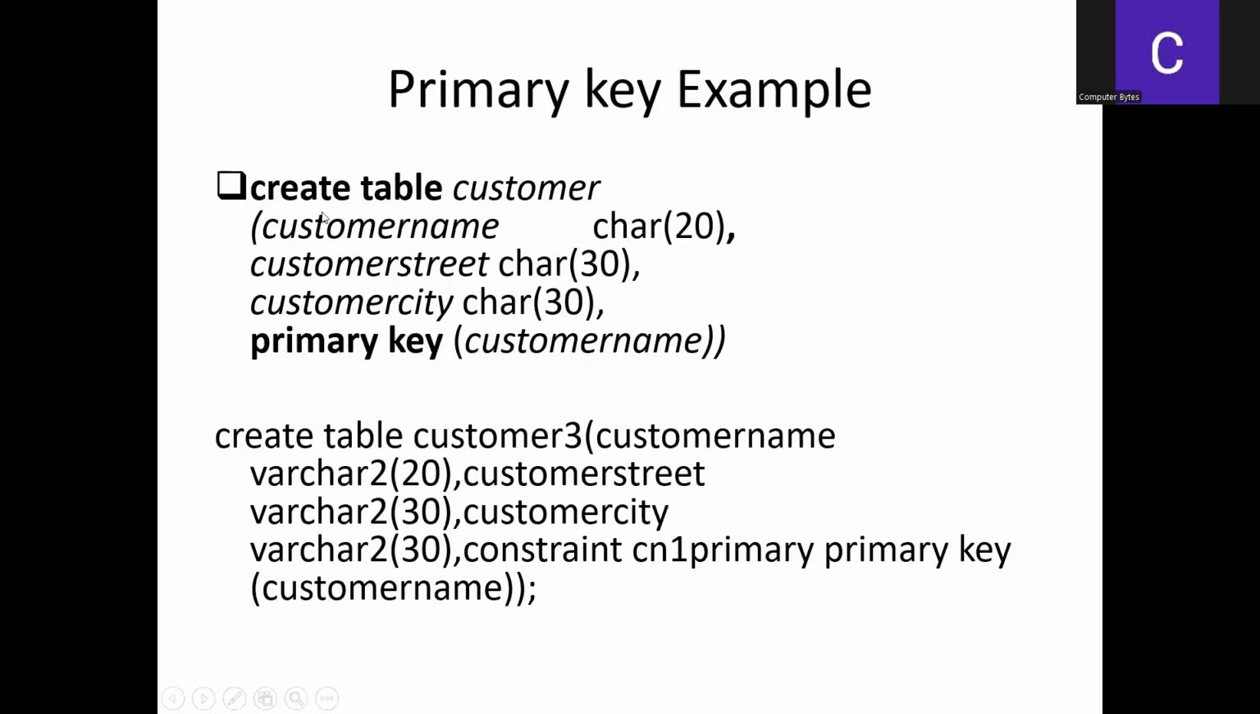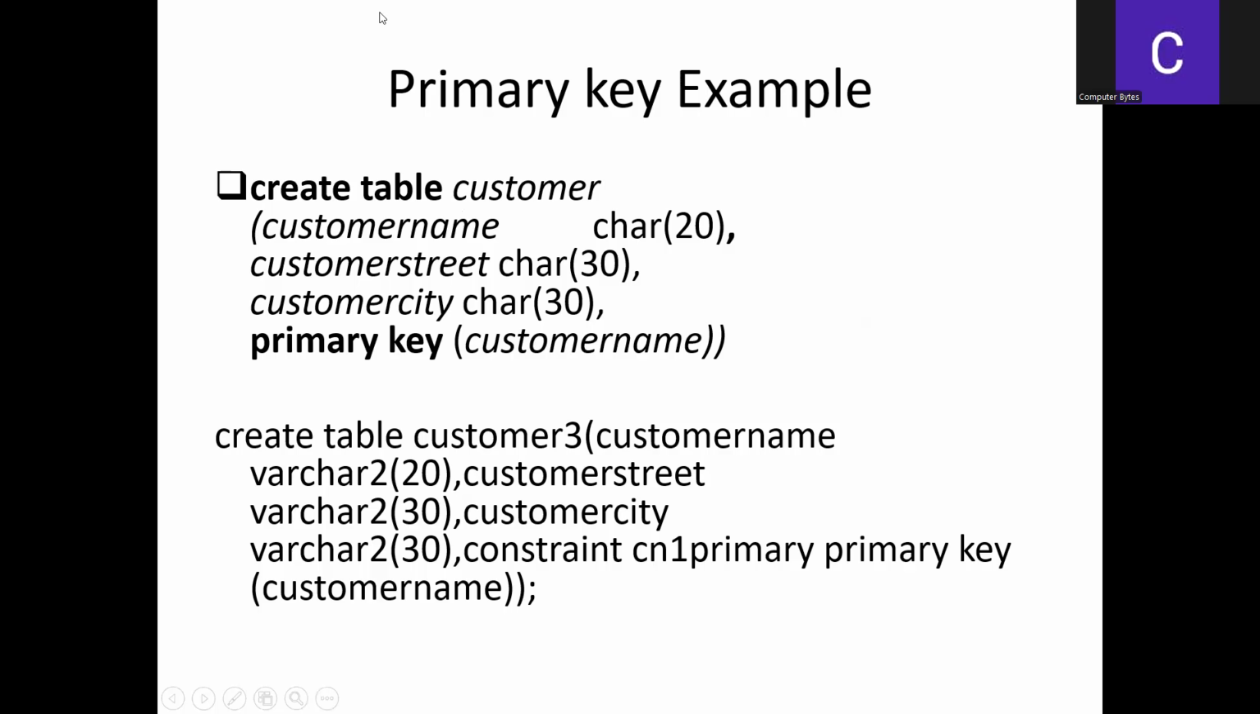So how you can give a primary key: create table, table name, and the list of columns you are giving. I already showed you these commands in the DDL in the previous video. After mentioning all the field names, you have to give the constraints at last. What are all the constraints you want to give? Primary key is one of the constraints I am giving, with the column name mentioned as the primary key. Customer name is here the primary key I am giving.